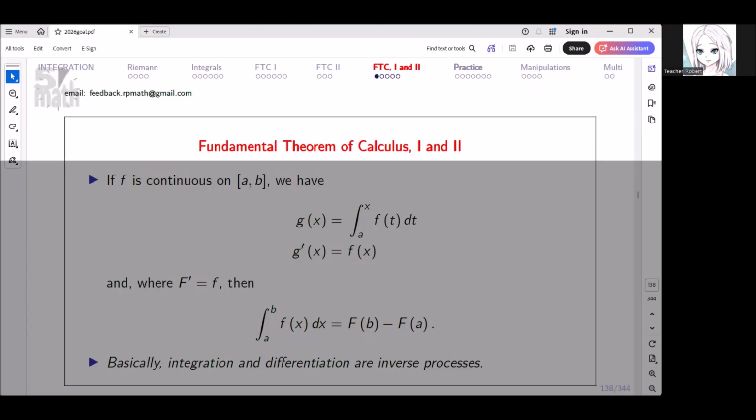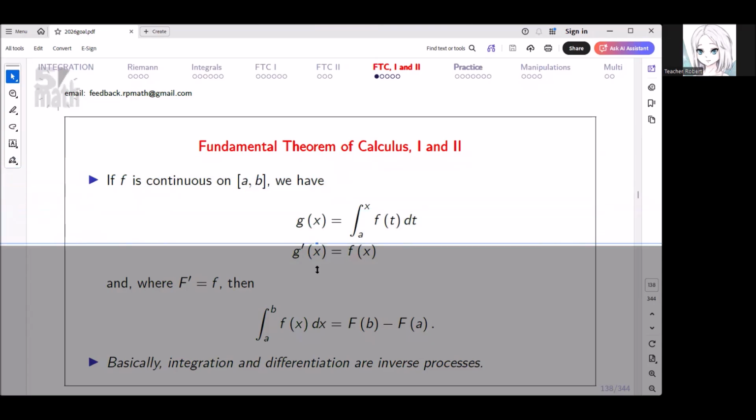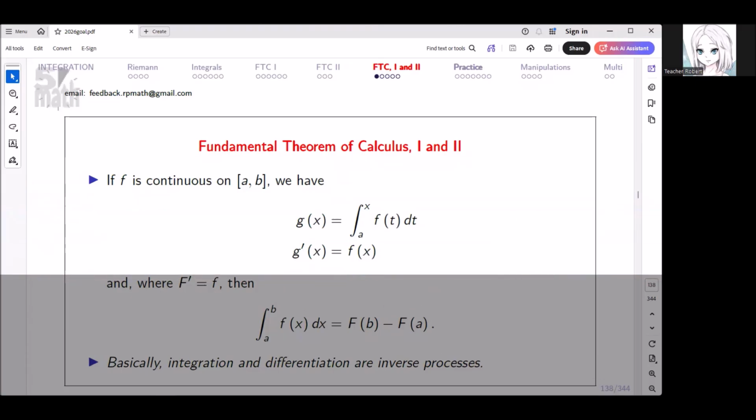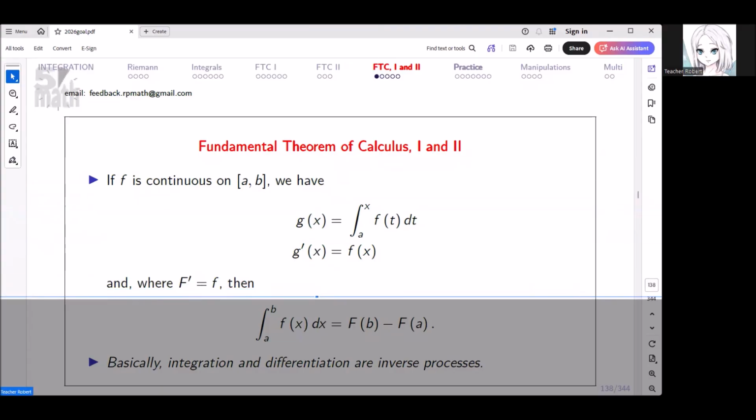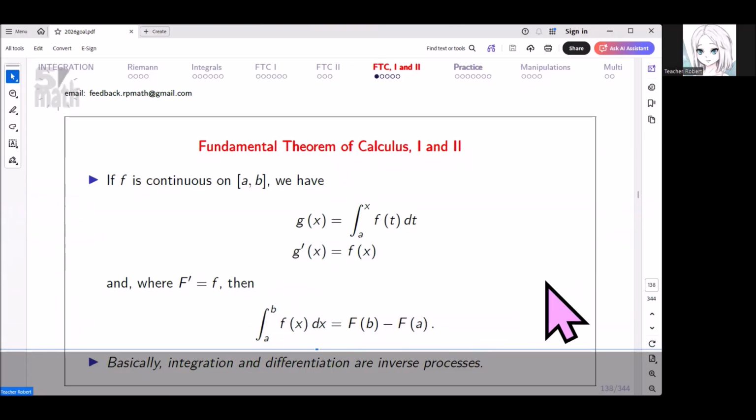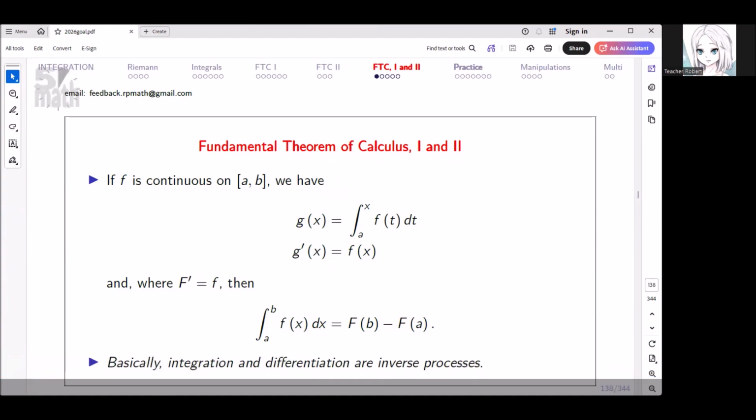Fundamental Theorem of Calculus 1 and 2. If f is continuous on the closed interval [a, b], then we have g of x equals the integral from a to x of f of t dt, g prime of x equals f of x, and where big F prime equals f, then the integral from a to b of f of x dx equals big F of b minus big F of a. Basically, integration and differentiation are inverse processes.